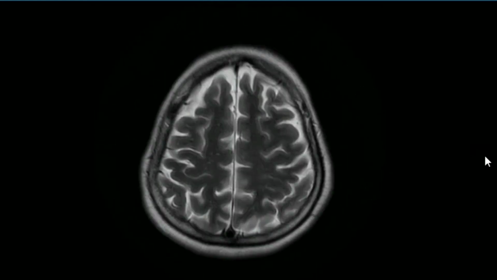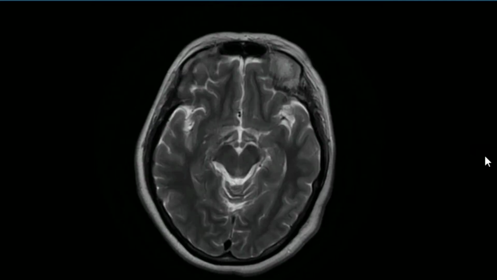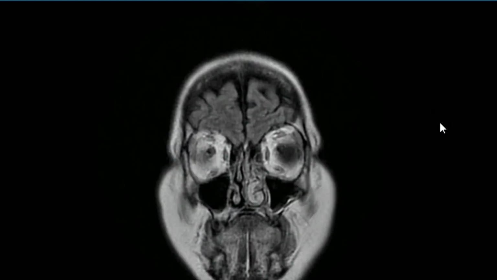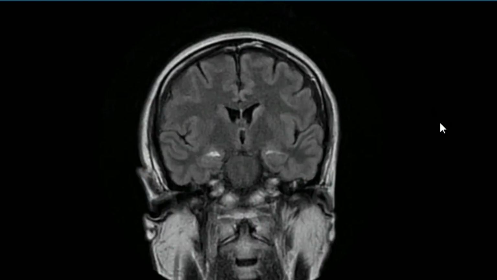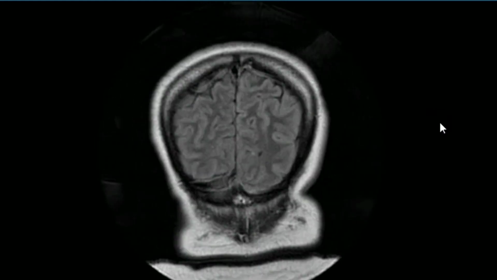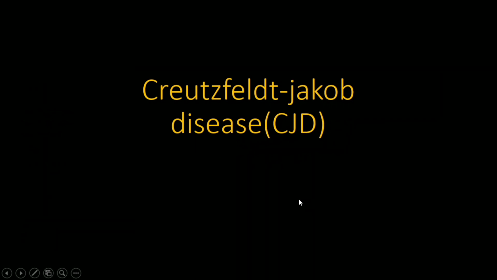And no corresponding abnormality on the T2 weighted images. Also no corresponding abnormality on the FLAIR imaging. So this is the typical appearance of Creutzfeldt-Jakob disease. So what is Creutzfeldt-Jakob disease?